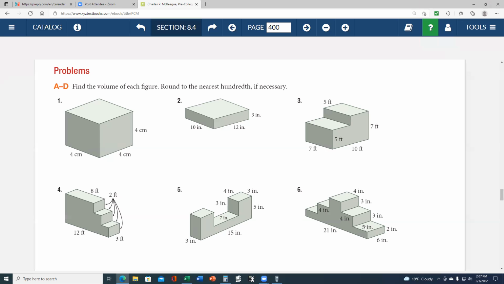Well, it's length. Length times width times height. Yep, and since all these dimensions are the same, this box is a special type of box. It's called a cube. Do you agree? We have a cube that measures 4 centimeters on an edge.